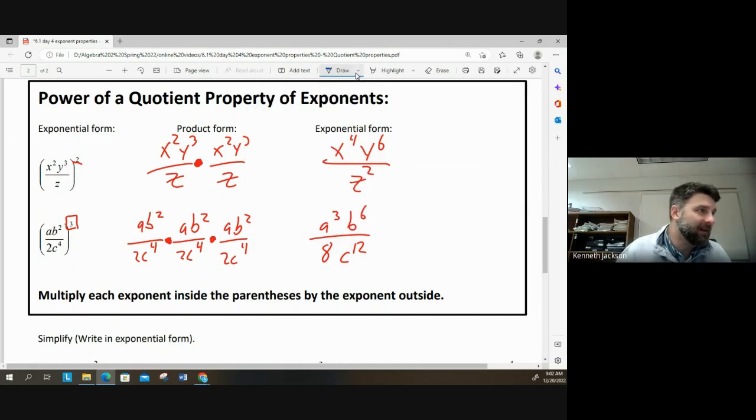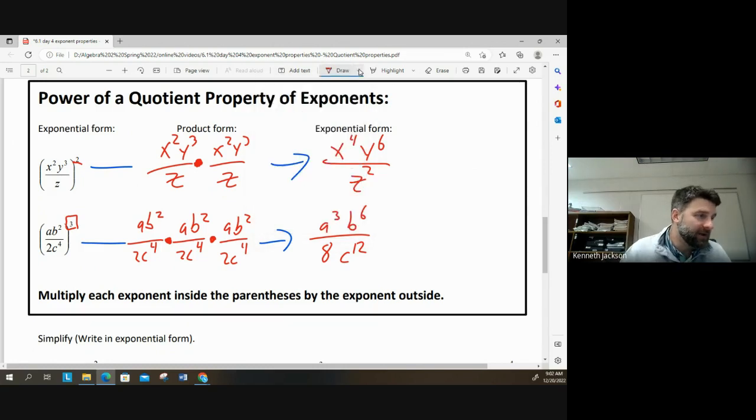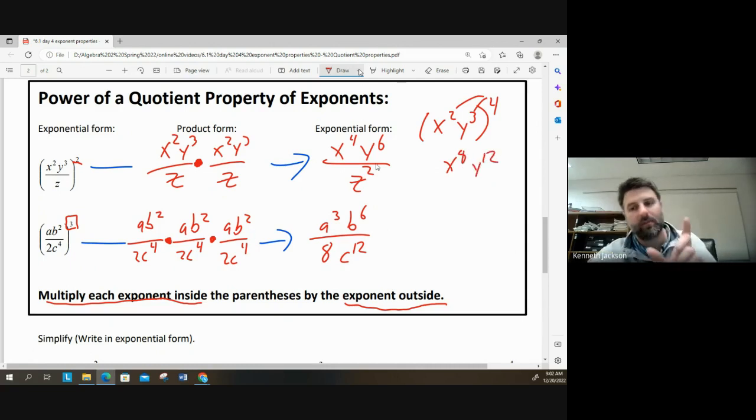So how could we, again, get from here to here without actually having to write out product form? And that rule is, if you have a power of a quotient, you multiply each exponent on the inside by the exponent on the outside, which is identical to a rule that we had previously. If you remember, a previous rule is if you have exponents on the inside of the parentheses, you multiply each of those exponents, x to the 8th, y to the 12th. Well, this is the exact same rule, but now instead of it being a product, meaning multiply, now it's a division, meaning a quotient, but it's the same principle.